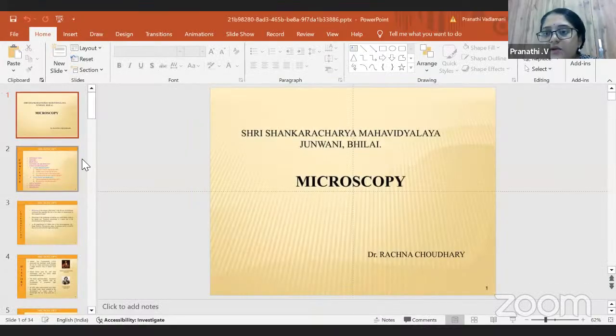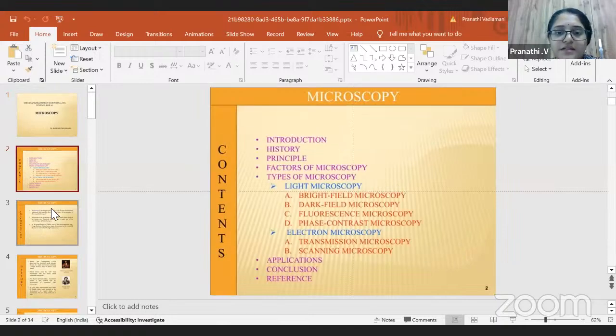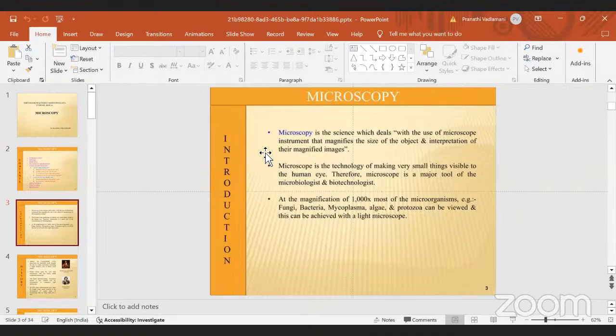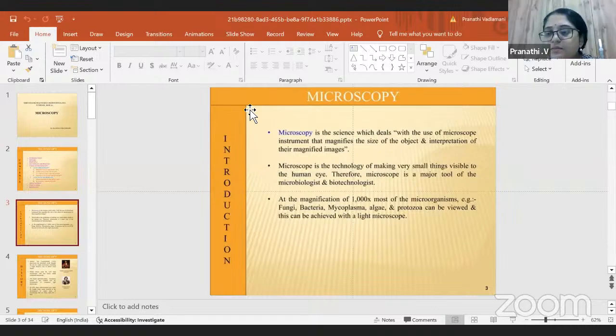So when it comes to microscopy, yes, basic, ma'am. Audible. So when it comes to basic microscopy, what we are looking at is a magnifying glass. The simplest way or definition of how we are going to look at a microscope.